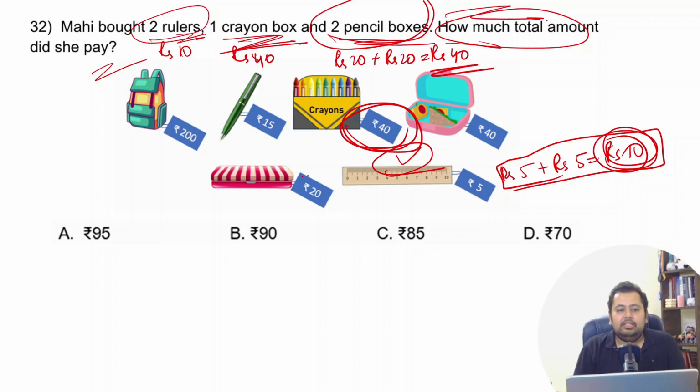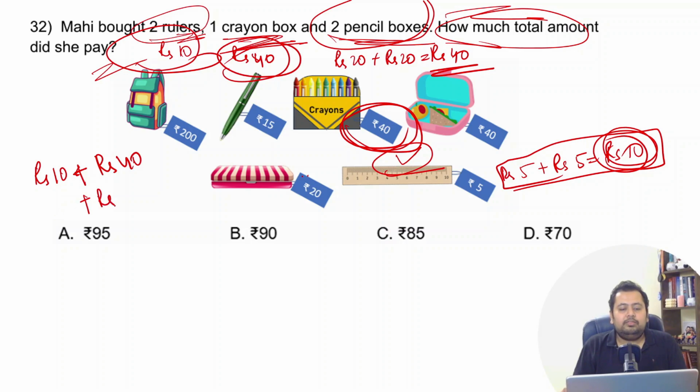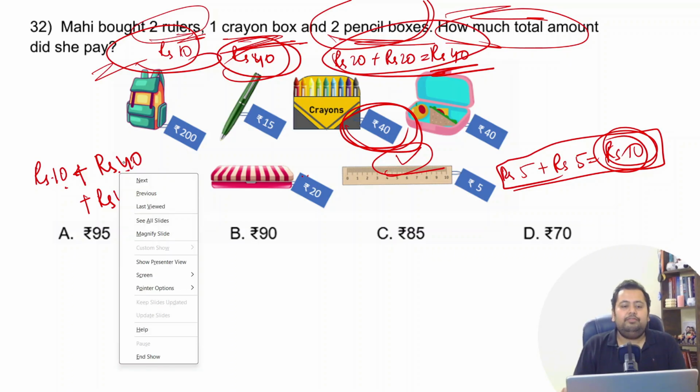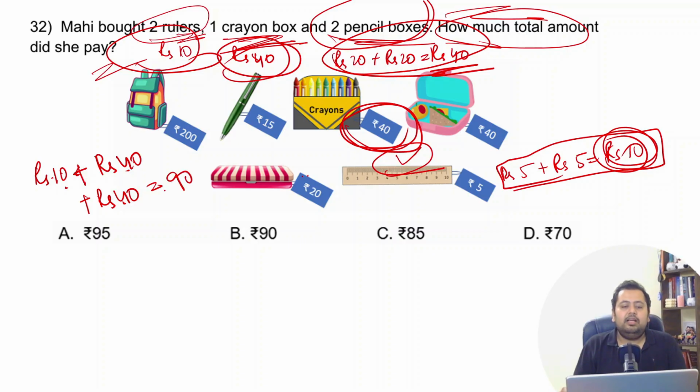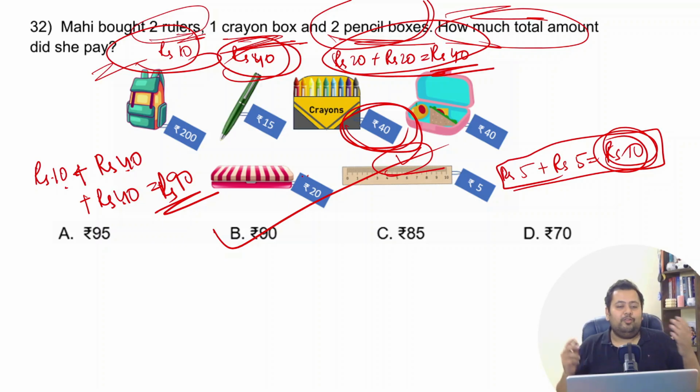Now, how much total amount did she pay? She had to pay rupees 10, then plus rupees 40 for one crayon box, and plus rupees 40 for two pencil boxes. If you do the addition, that is 40 plus 40 plus 10. So 10 plus 40 is 50. 50 plus 40 is 90. So the correct answer is rupees 90. That is option number B. Hopefully you got it correct. If you did, give yourself a star.